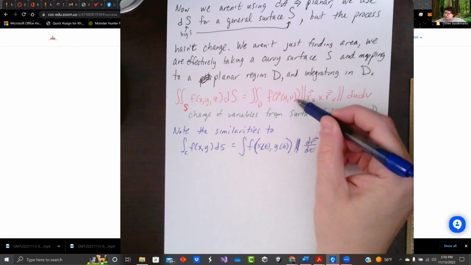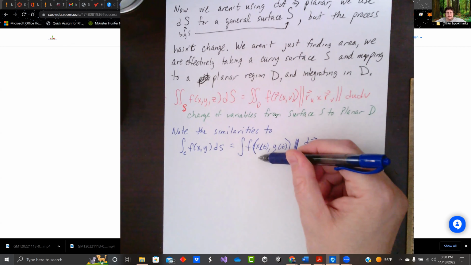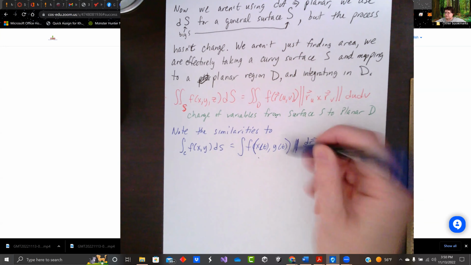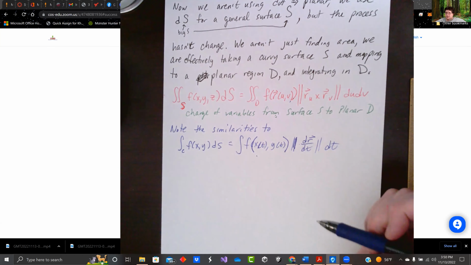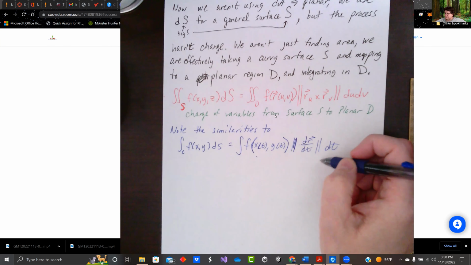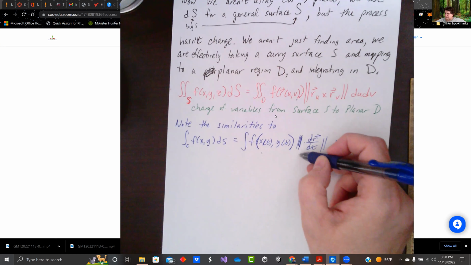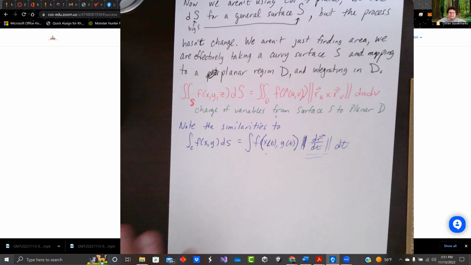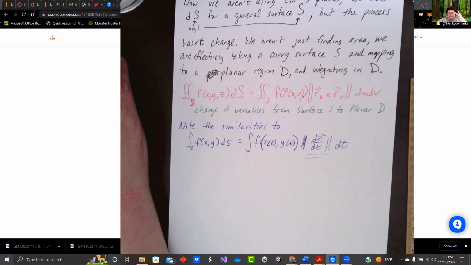The surface integral uses f of r(u,v). The line integral was f of x(t) and y(t). So it's a single variable for a line, double variable for a surface. In both cases, we have a correction factor that is the magnitude of some vector. Looks very similar. Let's do some examples in the next video.